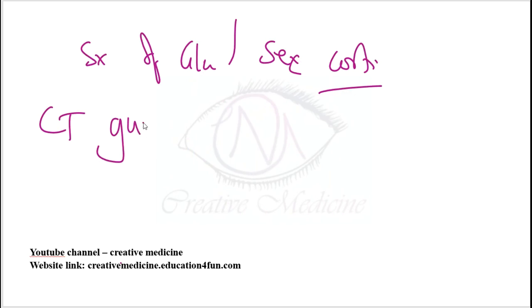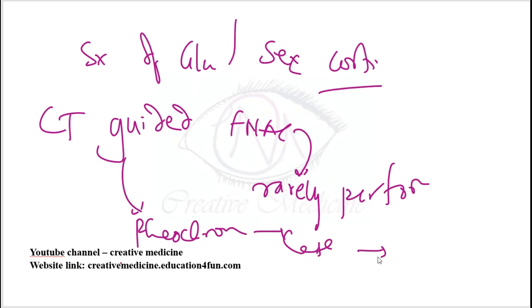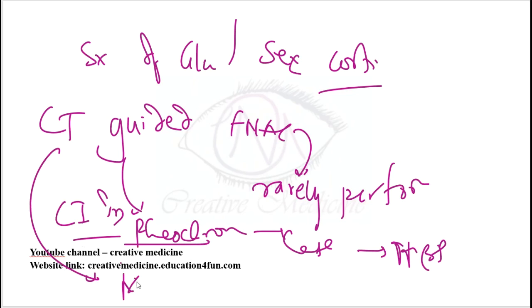Then once you have seen the history, you should do CT guided FNAC. This CT guided FNAC is actually rarely performed. Why? Because if performed in pheochromocytoma, it will release catecholamines, leading to an abrupt increase in BP. So it is contraindicated in pheochromocytoma, and you will have to rule out pheochromocytoma before doing it. Even in metastatic disease and malignancy, CT guided FNAC is contraindicated, because you might cause metastasis due to your incision.